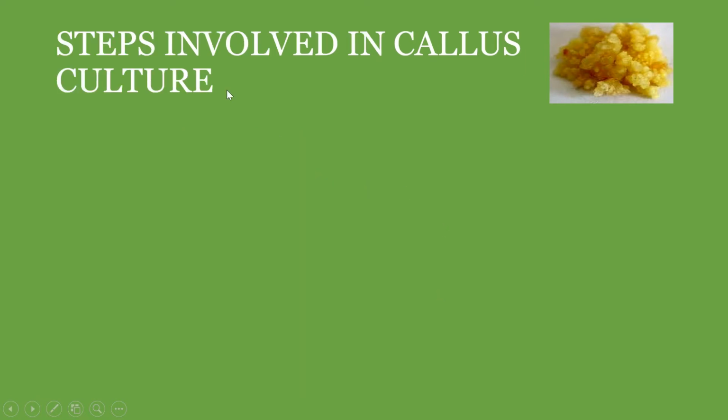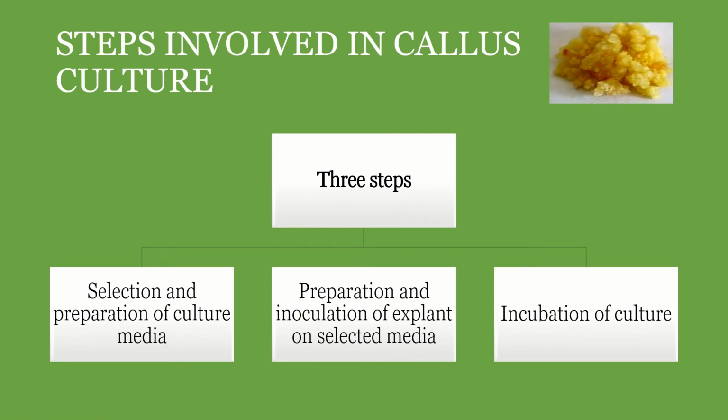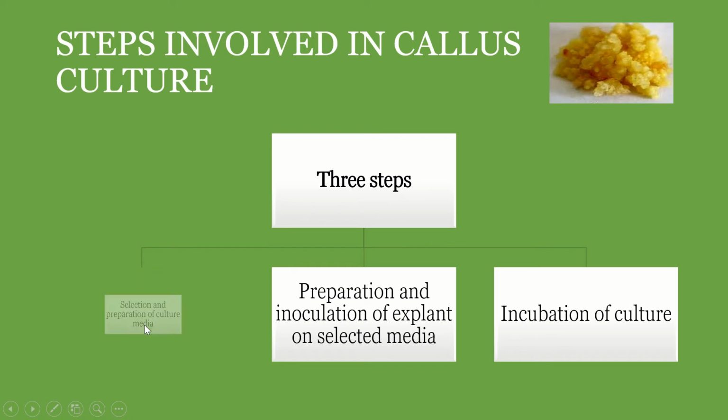So now we will see what are the steps involved in callus culture. There are mainly three steps: selection and preparation of culture media, preparation and inoculation of explant on selected media, and incubation of cultures. So let us see these steps one by one.